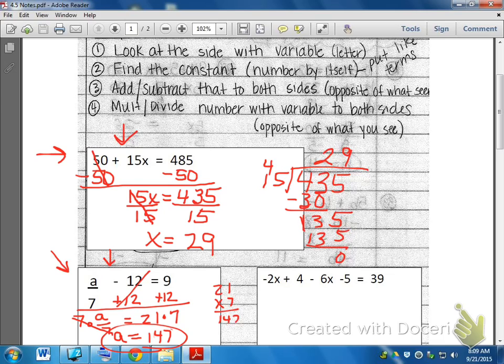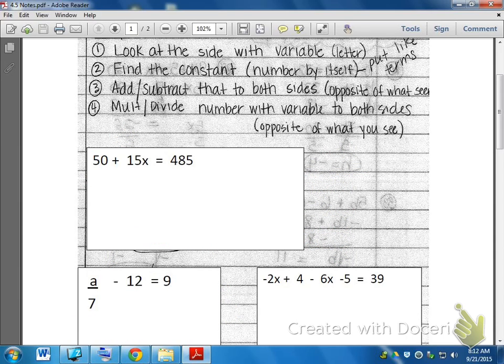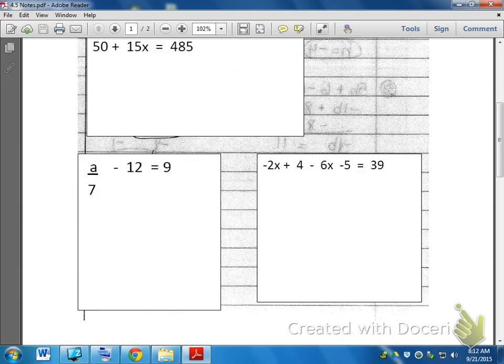Now, anybody else still writing in red? Because I want to move down a little bit to give me some room for that problem. Okay. So let's look at this one over here. Just a little bit more to it. Negative 2x plus 4 minus 6x minus 5.